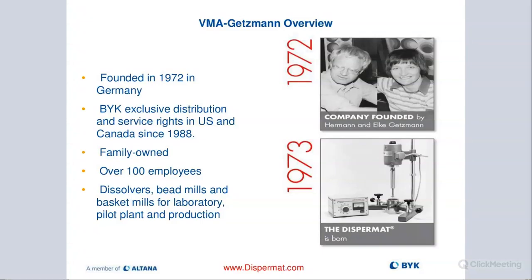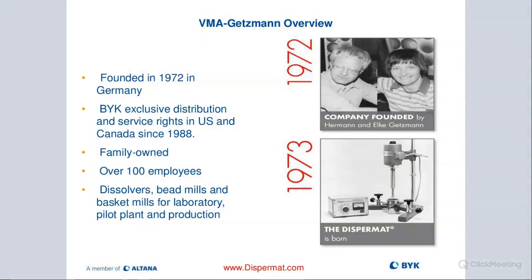VMA Getzmann is well known in the industry as a manufacturer of really high quality dispersion machines. They were founded in the early 70s in the middle of Germany, about 30 miles east of Cologne, in a small town called Reichshof.